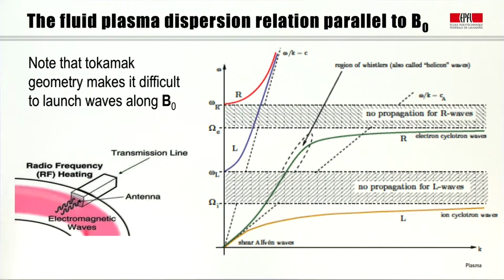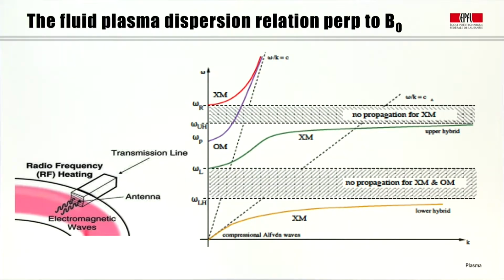But we notice that this is parallel propagation, and to launch parallel propagating waves in the tokamak plasma or in fusion devices in general is actually quite complicated if the device has a toroidal geometry. So we look at the dispersion relation in direction perpendicular to the magnetic field, which is quite different. And our little sketch here of the antenna injecting energy into the plasma reminds us that, in fact, this would be the direction that we would prefer in practical terms.